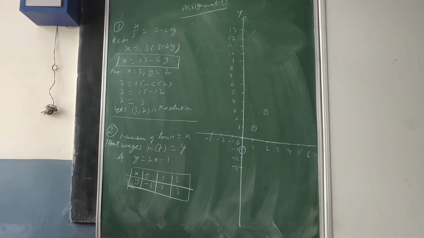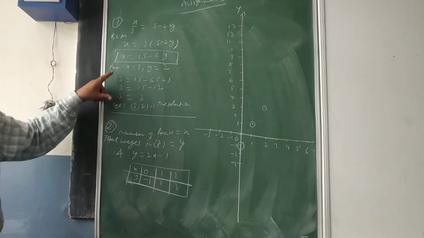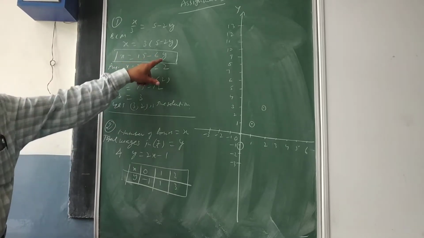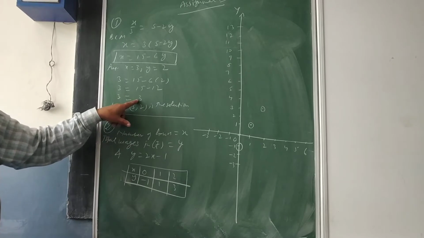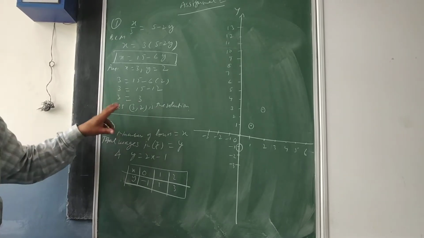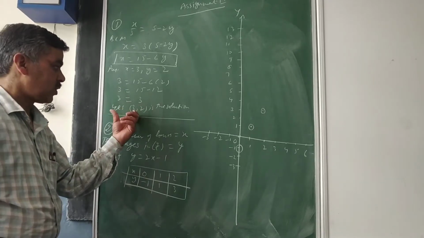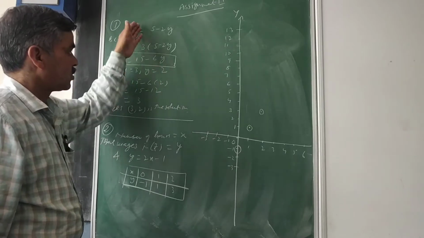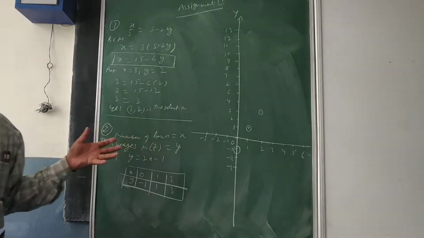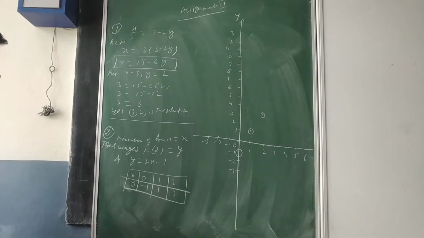In the second part it was asked to check whether (3, 2) is a solution set of this equation or not. For x is equal to 3 and y is equal to 2, you need to substitute x by 3 and y by 2 in this equation and check whether your left hand side is equal to the right hand side. Yes, it is. So yes, (3, 2) is a solution of this equation. Such questions you can find under section B, that is of 2 marks. So you can prepare for such questions.